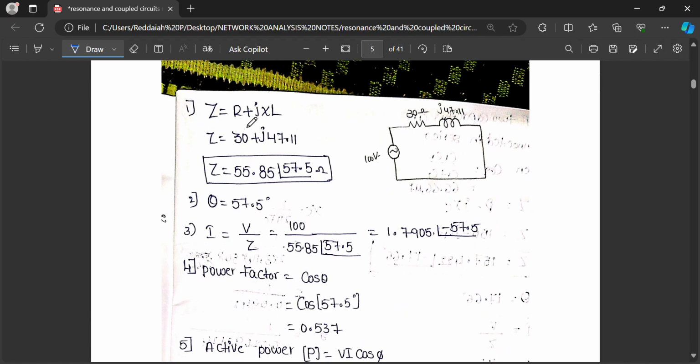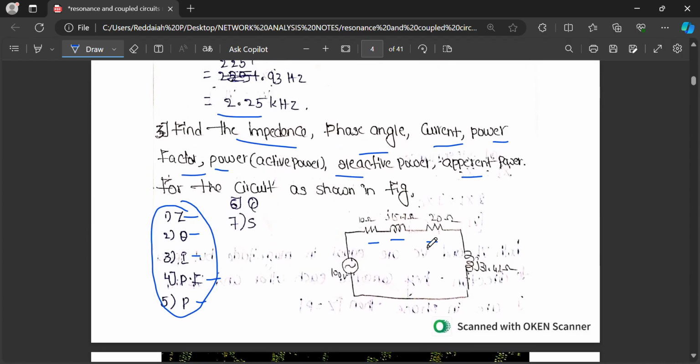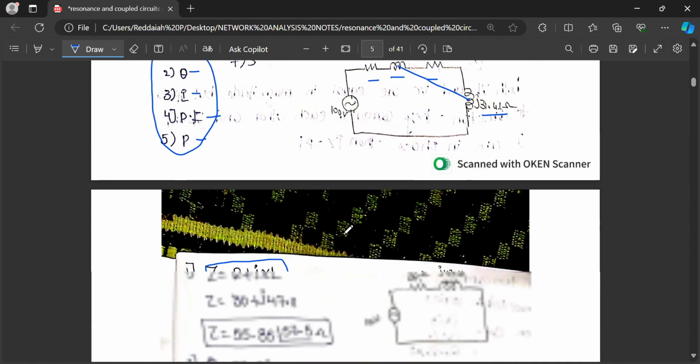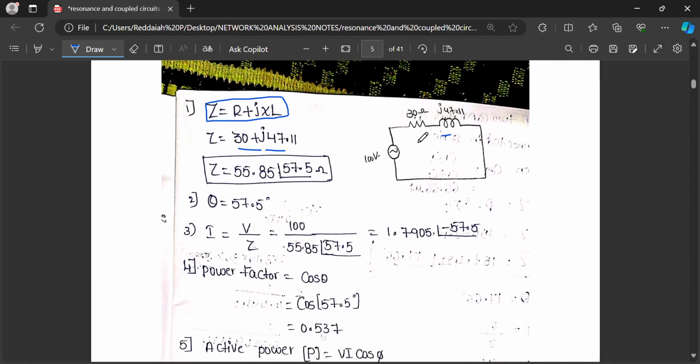First, we have to calculate impedance. What is the formula for impedance? Z equal to R plus j(XL minus XC). XC is 0 here. Then you can substitute, Z equal to R plus jXL, 30 plus j47.1. Previously, these are in series: 20, j15.7, 10, j31.4. These are in series. 20 plus 10, 30. We have added 20 plus 10, 30, and j47.1, 30 plus j47.1.